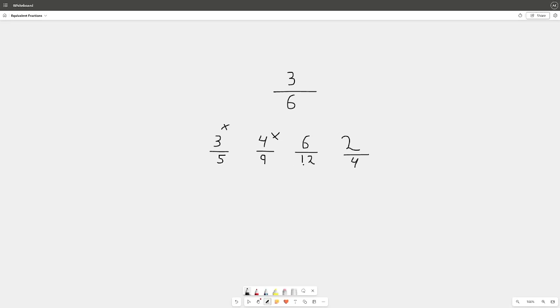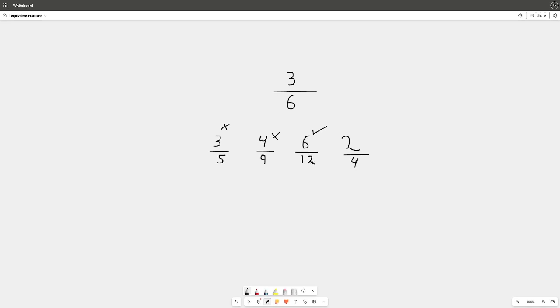Now we arrive at 6 over 12. Is 6 half of 12? Yes, it is. Is 3 half of 6? Yes. So if the top number is 1 half of the bottom number, it would automatically make it into an equivalent fraction. So we're going to put a check mark there. This is one of the equivalent fractions.